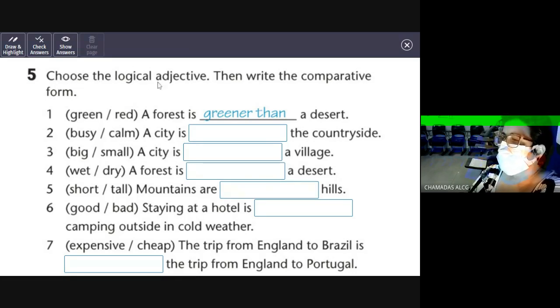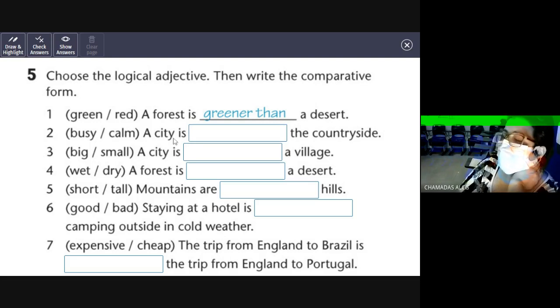Choose the logical adjective. Then write the comparative form. We have 2 options here, okay? Look, green and red. The sentence is, a forest is a desert. So the logical adjective is greener than. I cannot say redder than. It doesn't make any sense.